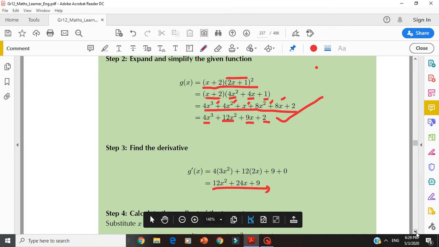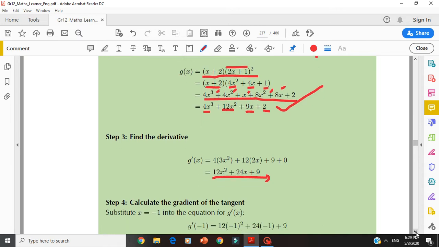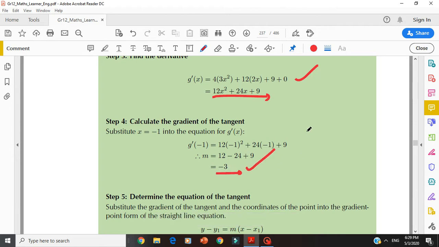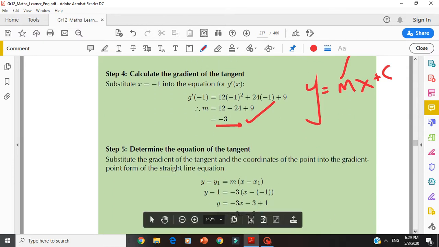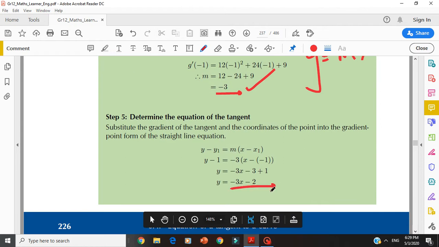But I need the slope at some x value, and we know that x value being minus 1. If I substitute minus 1 into this equation, I will get my slope, and that is minus 3. So now in my equation y equals mx plus c, I've got my m, I need c. I'll substitute the point minus 1 and 1, and my equation of the straight line results in y equals minus 3x minus 2, and you can sketch that.